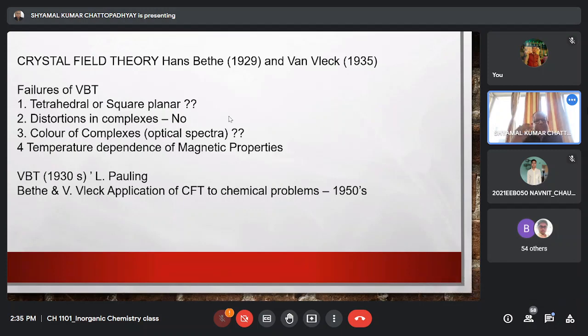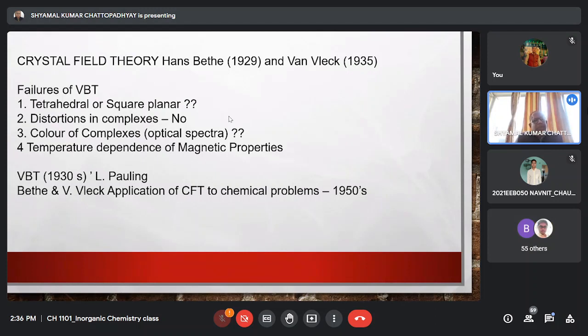For instance, if you have a 4-coordinate complex, whether it will be tetrahedral or square planar cannot be predicted by the valency bond theory. What valency bond theory tells us is that if it is a tetrahedral complex, it has to be explained by sp3 hybridization.